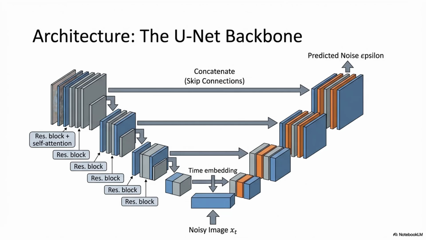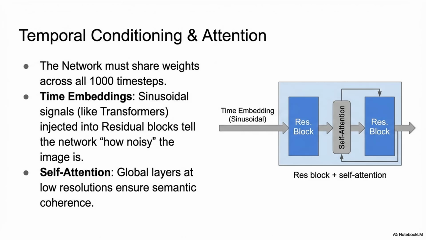Now, the UNet is powerful, but it's got a couple of essential sidekicks. First, you've got time embeddings. This is basically just a little signal we pass to the network that says, hey, just so you know, this image is at step 900, so it's super noisy, or we're at step 10, it's almost clean. The network has to know this to make the right call. And second, you have self-attention. This is what lets the network look at the whole image at once and make sure all the parts make sense together. You know, so the dog's ears actually end up on the dog's head.